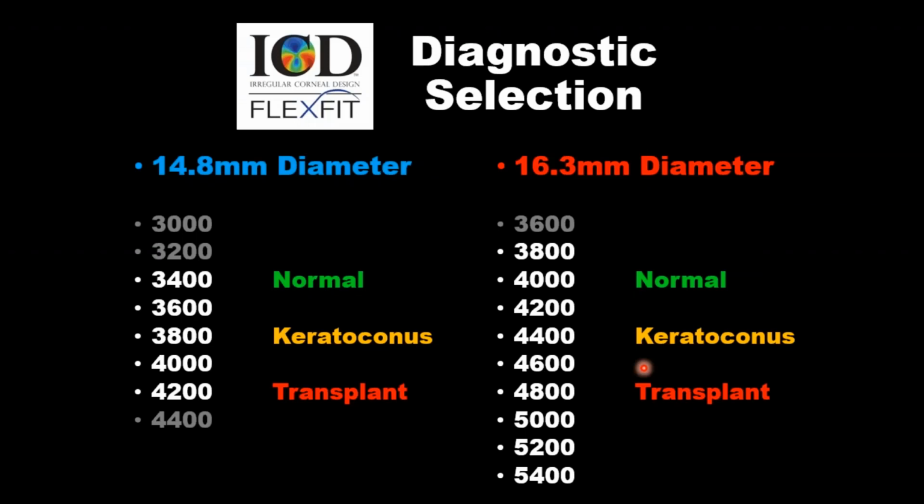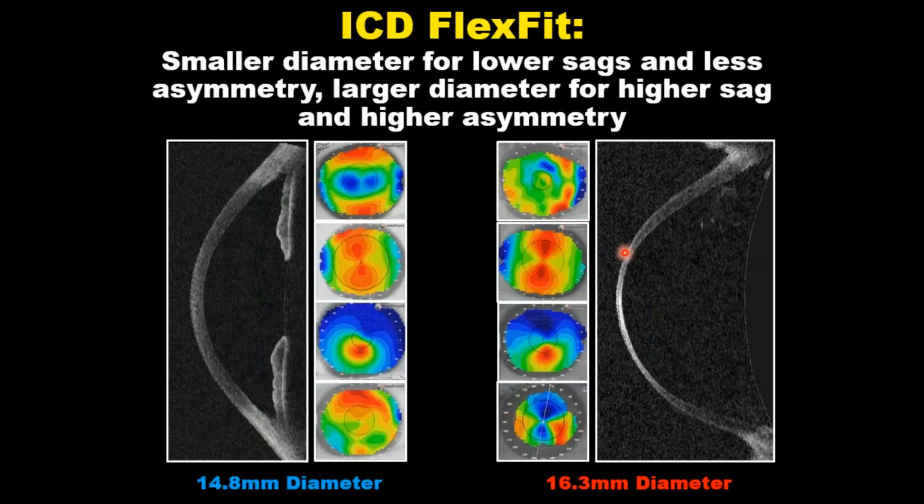Now, your diagnostic set is set up, as we said, according to sagittal depth. If we need a higher depth, we're going up in height. If we have too much sagittal depth, we go down in height. Your 14-8 we're using on smaller corneas and less asymmetry. When you have larger eyes or more asymmetry, or if you're in doubt, start with the 16-3.